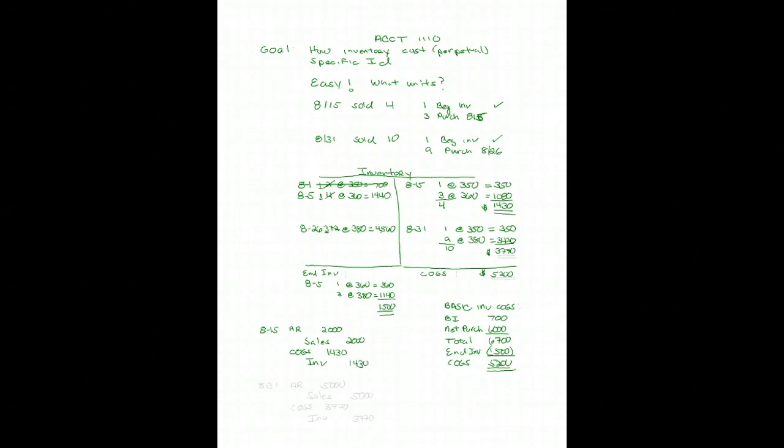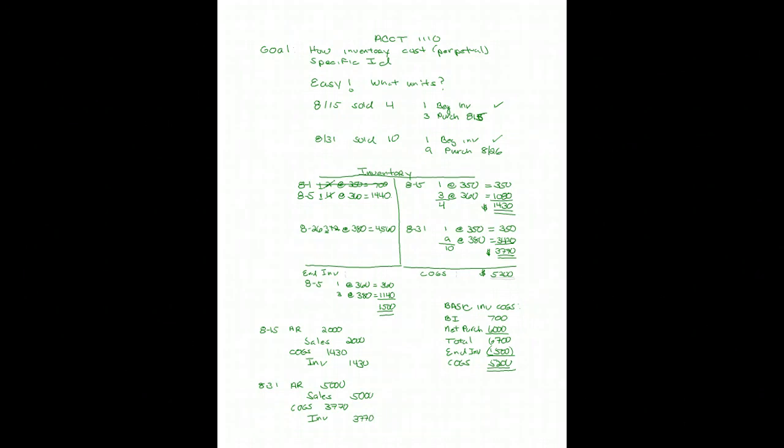And now for 8/31. I sold 10 units at $500 each, so $5,000. Again, that was given to us on the front page, and I record the sale of $5,000. What was that cost of goods sold? And we calculated it under specific ID to be $3,770. So cost of goods sold, $3,770, and take it out of inventory. That is how you come up with cost of goods sold.